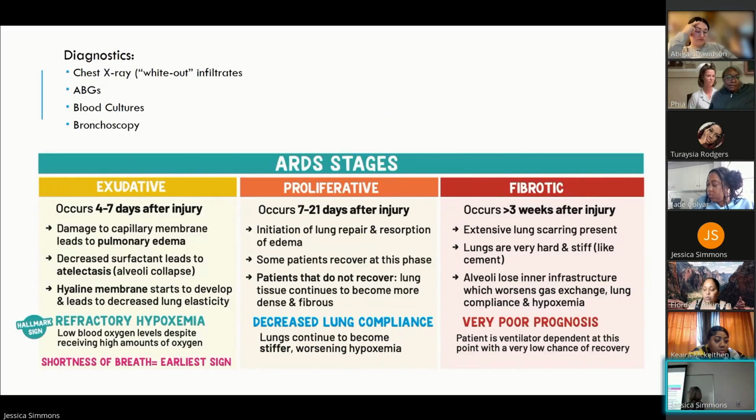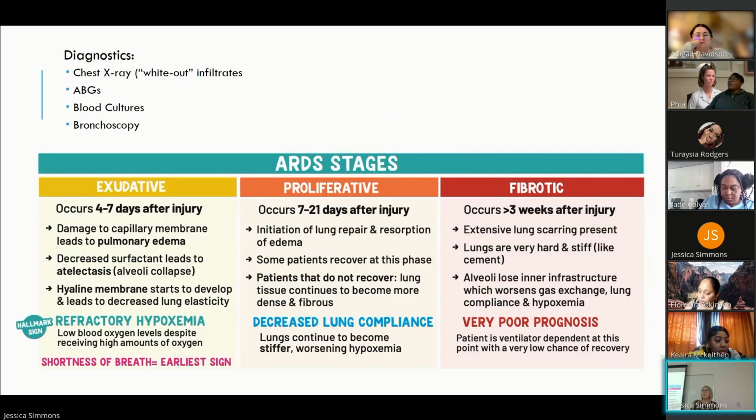Proliferative is 7 to 21 days after injury. This is initiation of lung repair and resorption of edema. Some patients recover at this phase, and for patients that do not recover, the lung tissue continues to become more dense and fibrous. We have decreased lung compliance. When we say decreased lung compliance, that means the lungs are not moving during inhalation and exhalation. So the lungs continue to become stiffer, worsening the hypoxia.